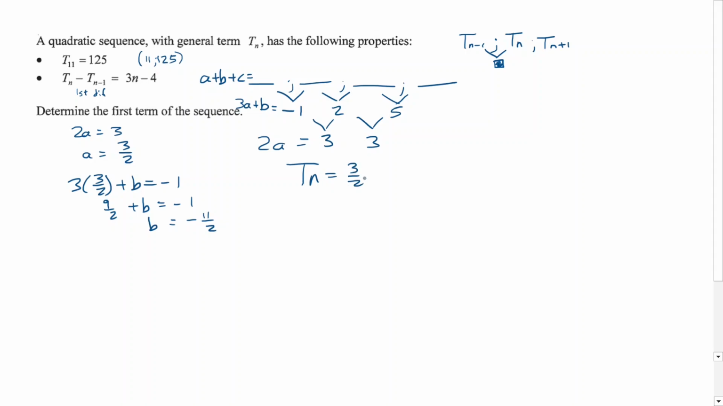And I know that the a is 3 over 2. I know that the b is minus 11 over 2. And I don't know c, but because I also discipline myself to think of patterns as if they're graphs, this is like a quadratic graph. And whenever in graphs I'm missing a letter, I just sub in a point. And so in the same way, you just sub in a point. 125 represents Tn. 11 represents n.